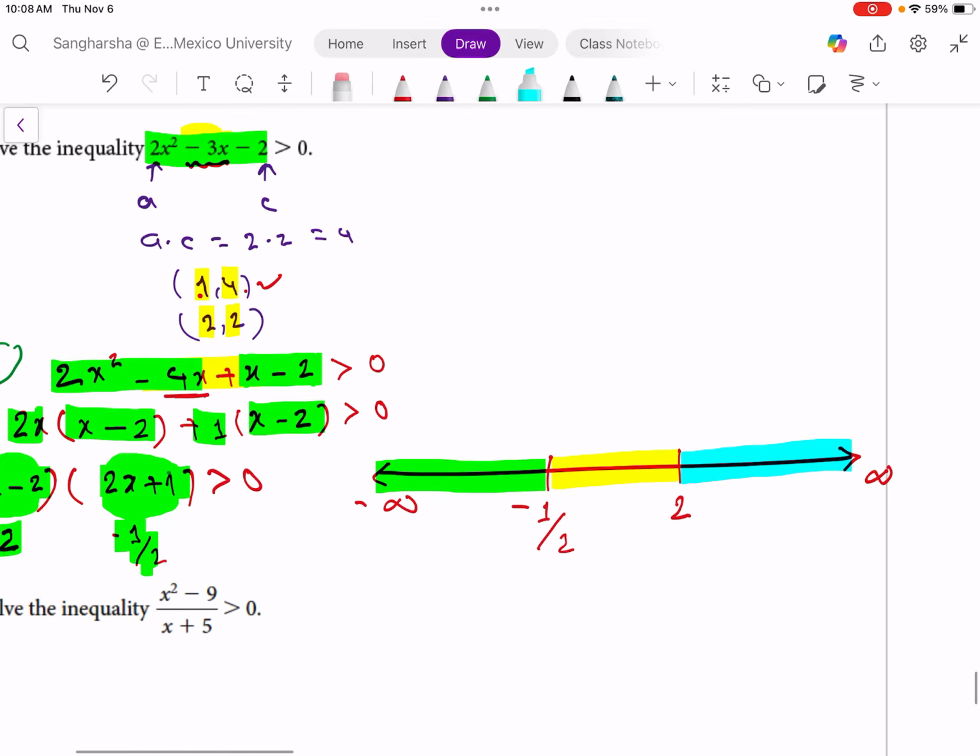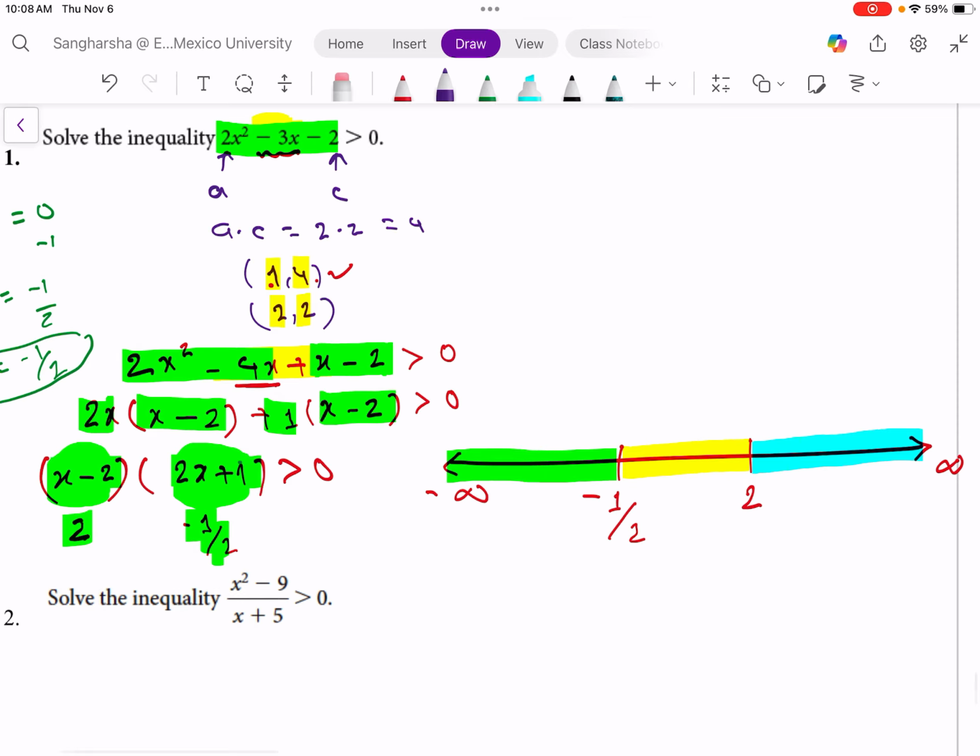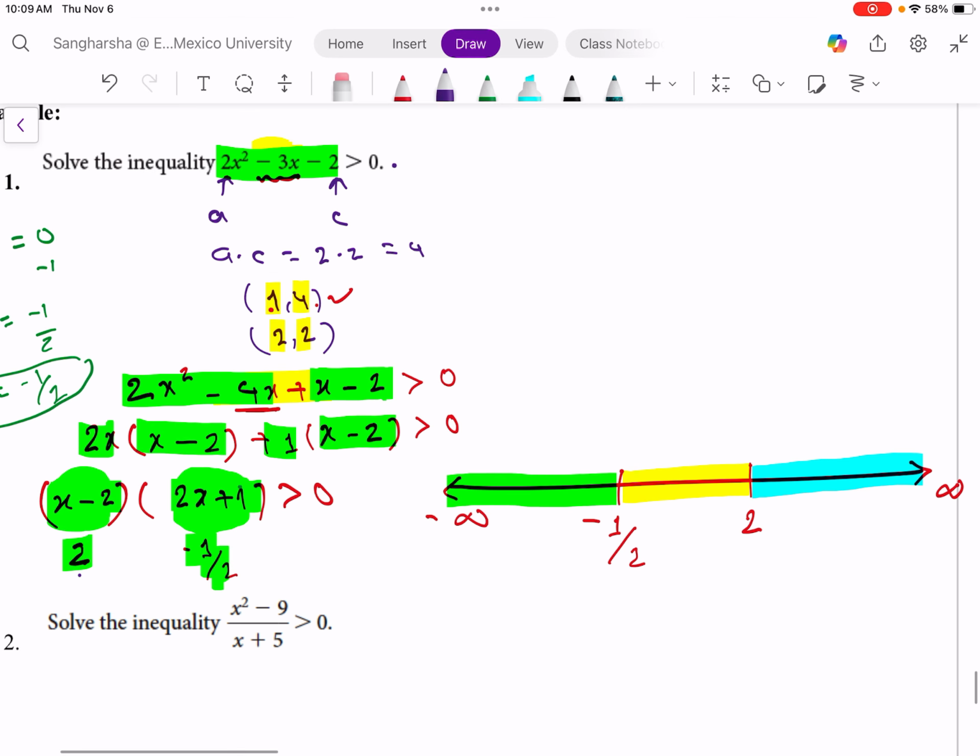Now at first, what about 2 and negative 1/2? Are these two solutions for this quadratic inequality? How do we know this is a solution or not? Here in our inequality, it is strictly greater than, so there is no equals to. No equals to means these two are not the solution for this quadratic inequality. Not solution means we use an open circle at 2 and an open circle at negative 1/2.